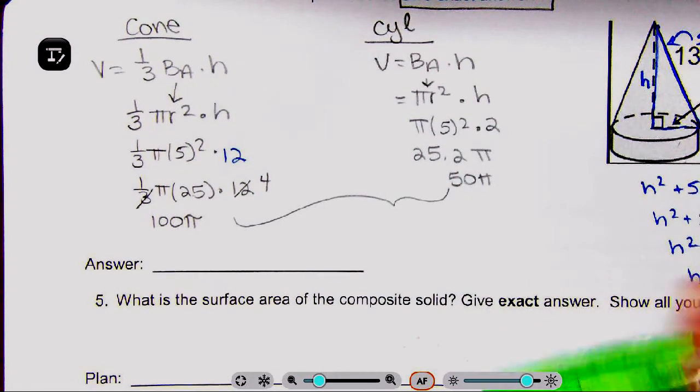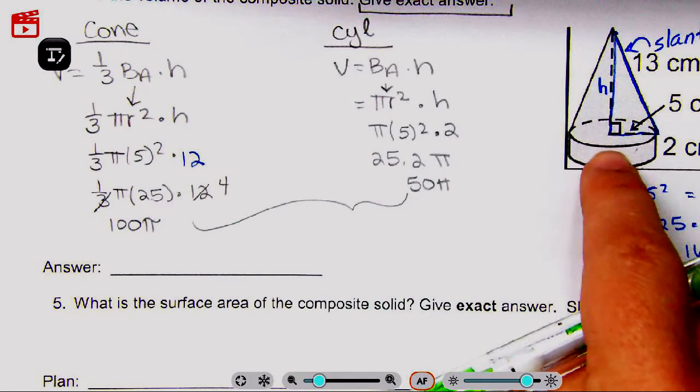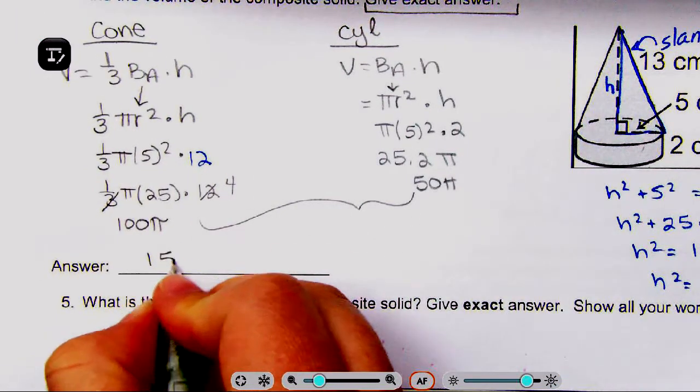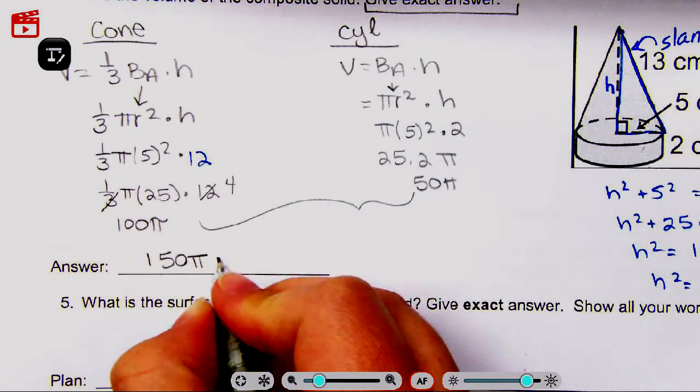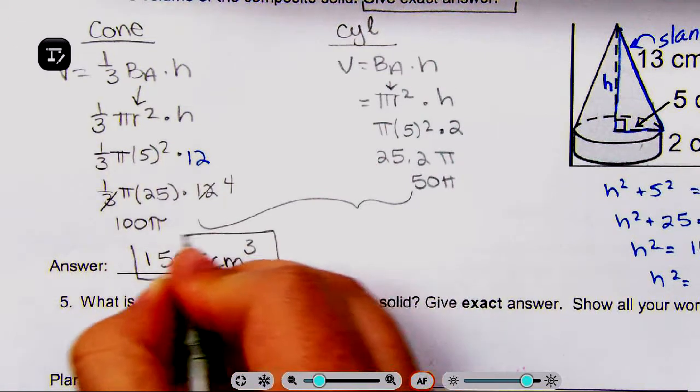Are we removing anything? Are we drilling anything out for volume? No, we're just putting a cylinder and having a cone on top of it. So that means I'm going to add these things. So I have 150 pi. What are we solving for? We're solving for volume. Volume is always cubed.